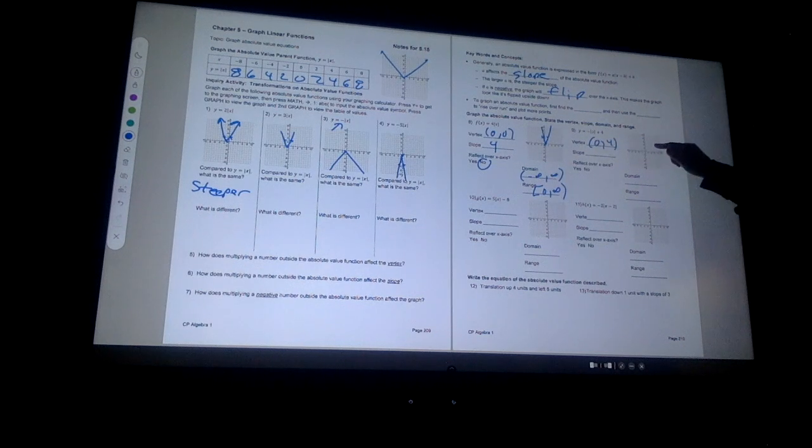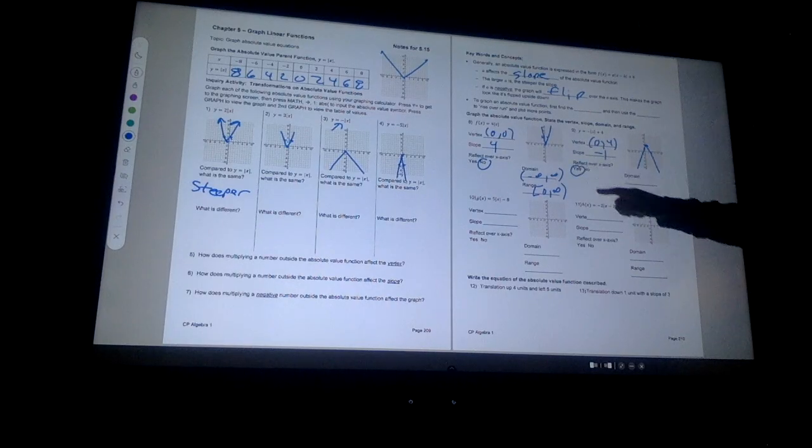Number 9, the vertex is going to be 0, 4. We're going to worry about that later. So 0, 4 is like this. Opens upside down, so it's right 1, down 1. Our slope is negative 1. Does it reflect over the x-axis? Yes, it flips upside down.